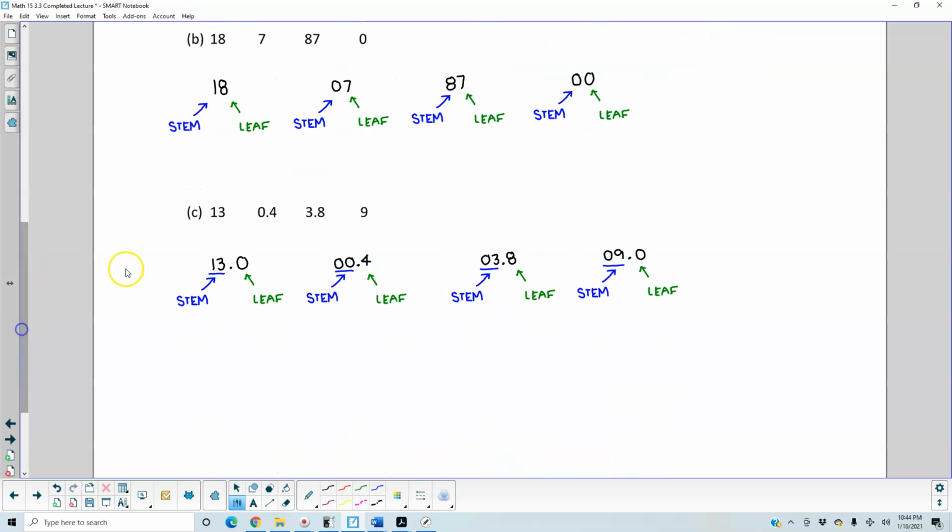For part C, we have 13, 0.4, 3.8, and 9. So we have decimals going to the tenths place. For 13, we're going to write that as 13.0. 13 represents the stem, 0 represents the leaf. For 0.4, we have 00.4, so the two zeros are the stem, 4 is the leaf. For 3.8, it would be 03.8, so 03 is the stem, 8 is the leaf. And for 09.0, 09 is the stem, and 0 is the leaf. Even though this is considered a 9, we want to make sure that it is represented the same in each number.